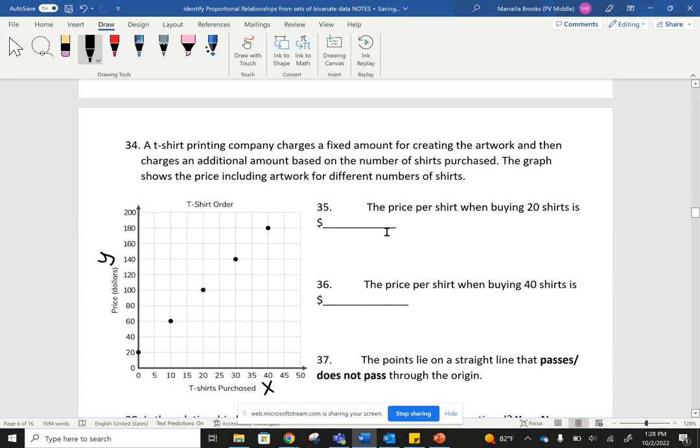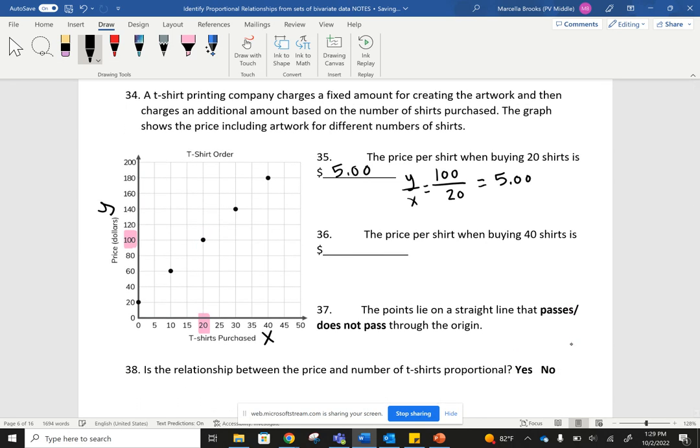So when we're looking at number 35, the price per shirt when buying 20 shirts is... so 20 shirts looks like it's $100 because of that point right there. Yeah, 20 shirts for $100. 100 is our y value because it's on our y-axis. So to find the price per shirt, we're going to do our y value, or y over x. That's how we find this. Y over x. Our x value is 20. So 100 divided by 20 is 5. So the price per shirt when buying 20 shirts is $5.